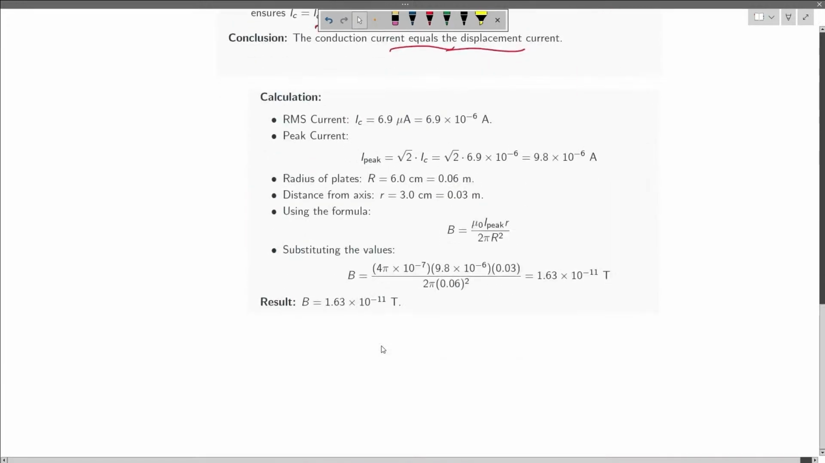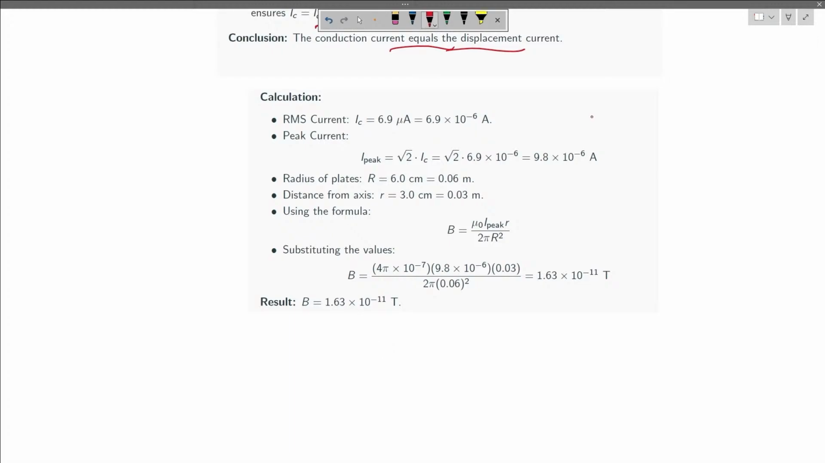Now the calculation for the peak magnetic field. For calculating the magnetic field amplitude, we will use the peak current. So we will use this formula, mu naught I peak r by 2 pi R square. Substituting the values in this formula, we get a value of 1.63 into 10 to the power minus 11 Tesla.